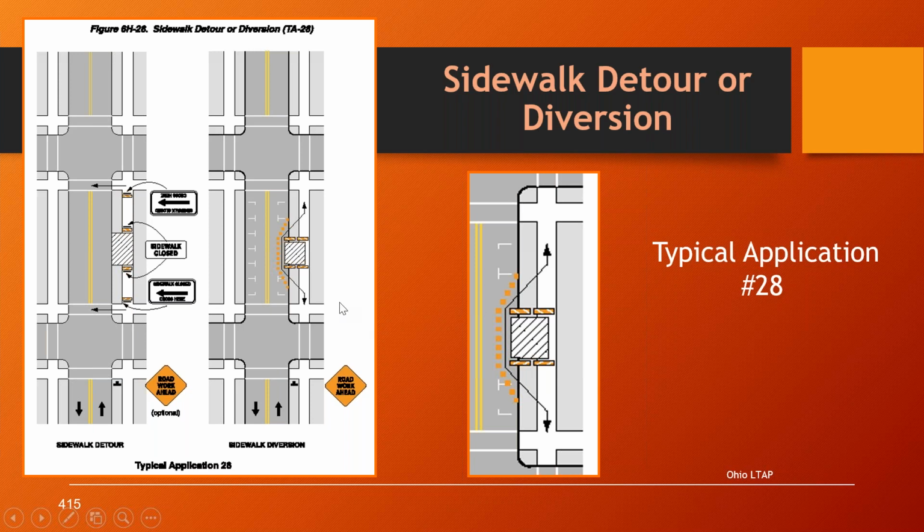And then over here on the left, they have not only the diversion, but also when it's closed. So if it's closed and we need a detour, there is no diversion. So we need to get the pedestrians around it by crossing the street. So we need to have these proper signs that are listed here.